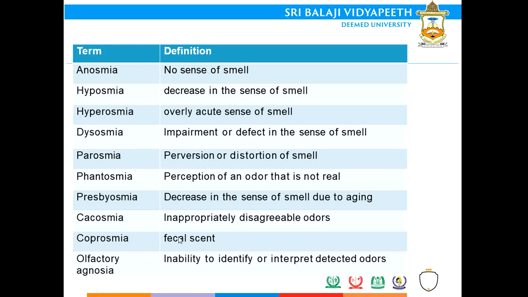Coprosmia means fecal scent, and olfactory agnosia means inability to identify or interpret detected odors. That means you are not able to identify what you are able to smell. So that is olfactory agnosia.